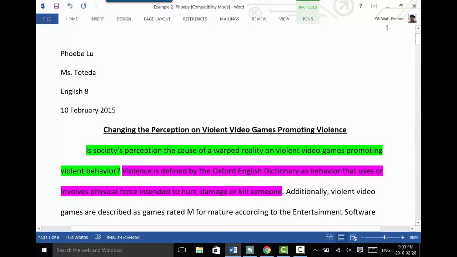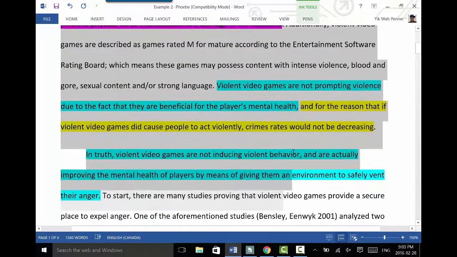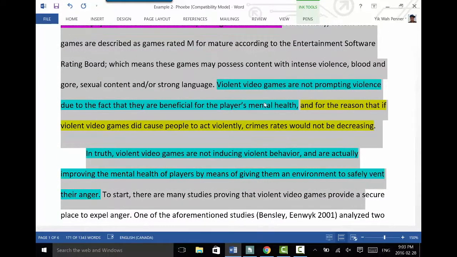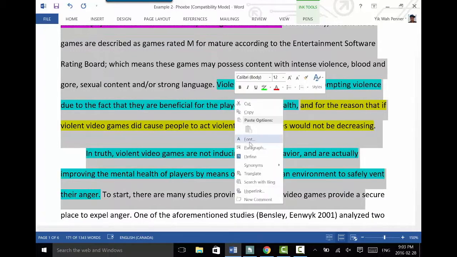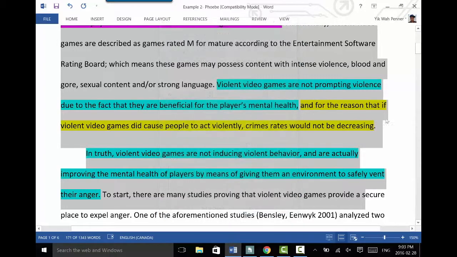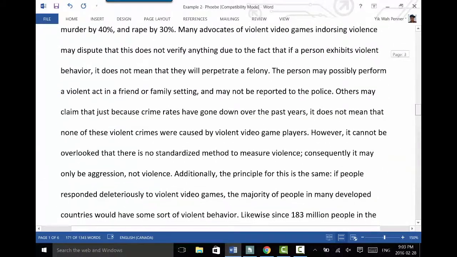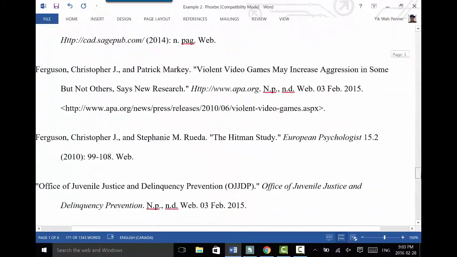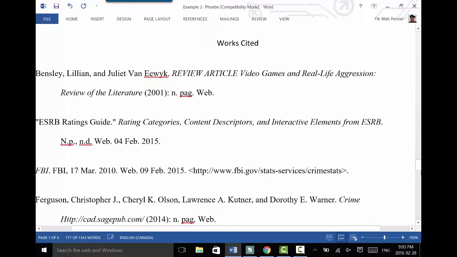Okay, some of you had questions about how do I double space? The answer to that question is you would select all your text. Let's pretend that that's all of it. You'd right click, hit paragraph, then it would be line and then double. Okay, so that's how you do that. And then at the very bottom of your essay, you should have your citations. She has quite a bit.